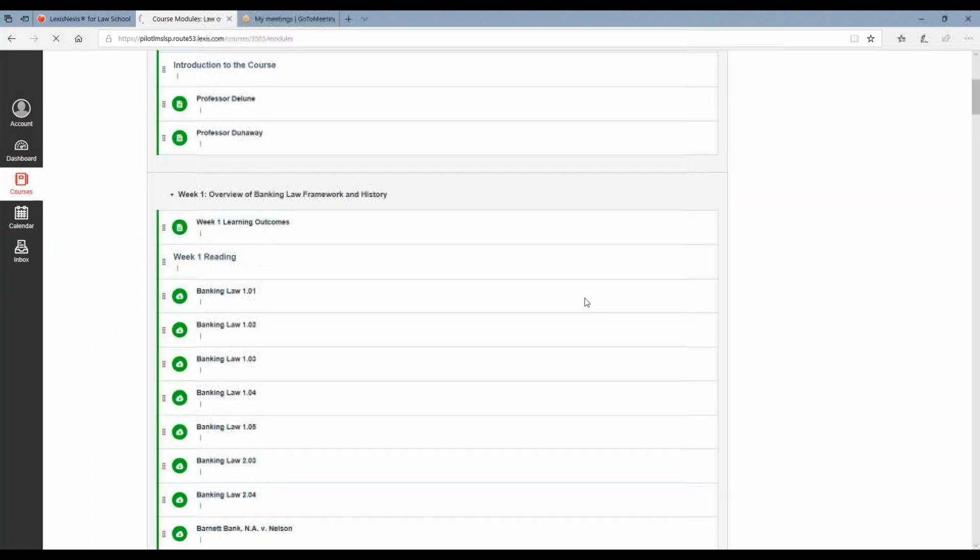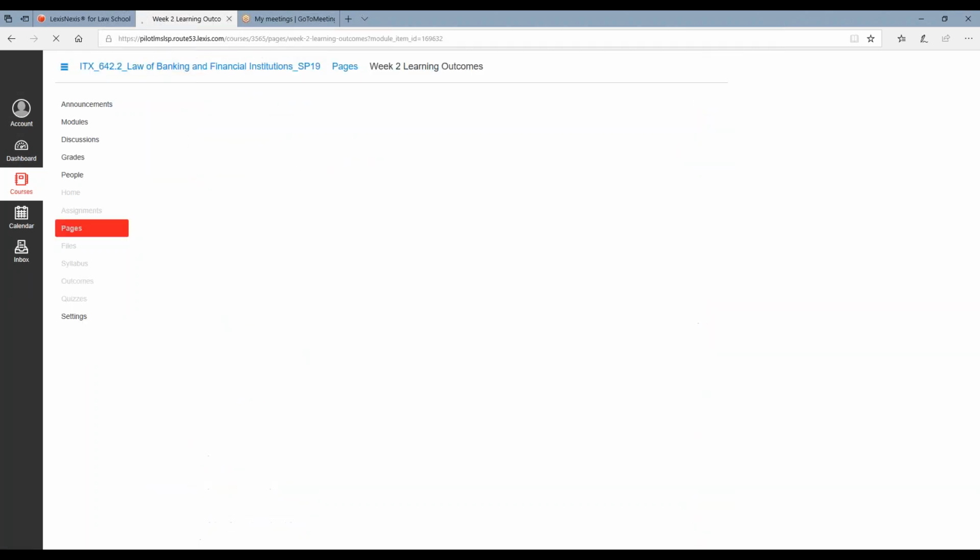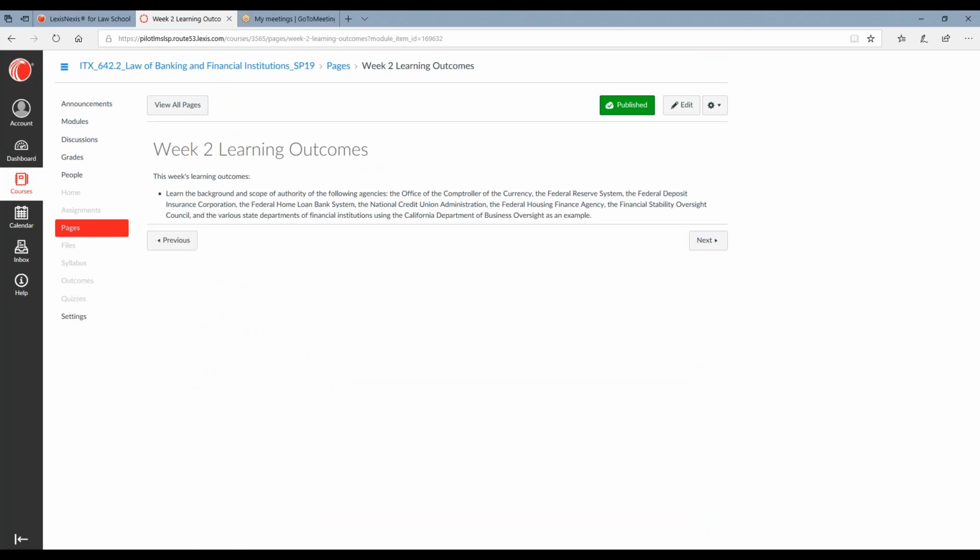This week, for week 2, you will be learning about the financial institution charters and their regulators. So this week, to look at the learning outcomes, you will learn the background and scope of authority of the following agencies. And then there's a list of agencies. And then also the various state departments of financial institutions using the California Department of Business Oversight as an example. So again, you'll just be getting a good overview of the different financial institution charters and then also who regulates the different institutions.